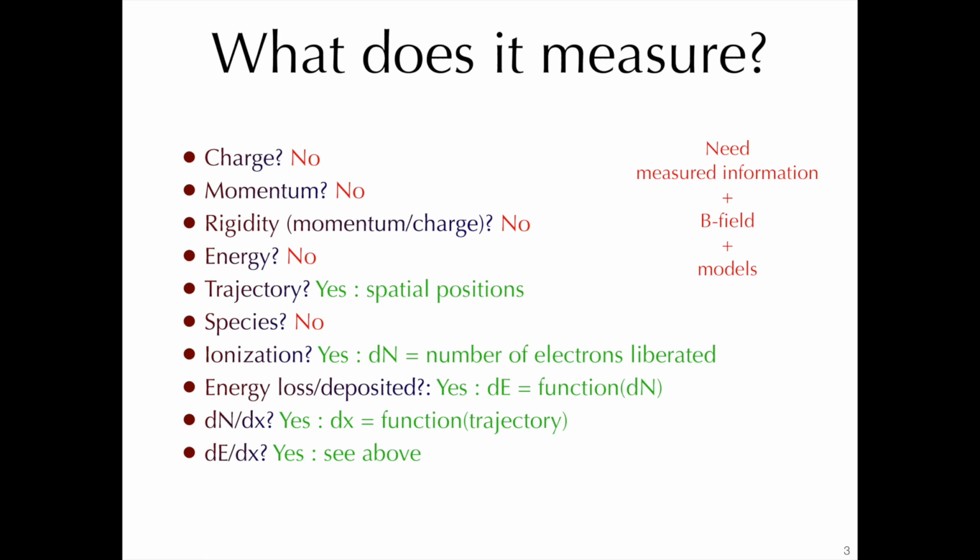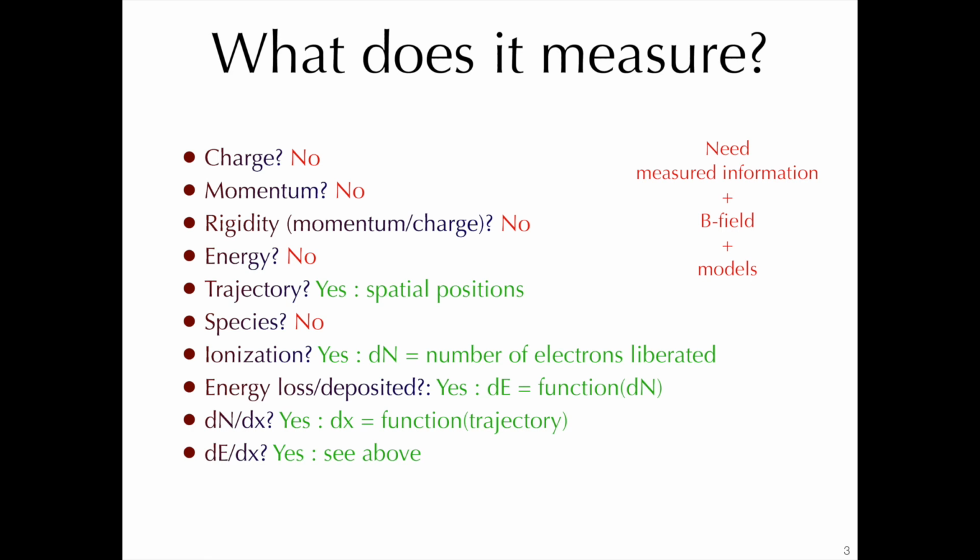The other big part of what the TPC does is it measures the ionization in terms of the number of electrons liberated, and sometimes we call this dN. So the number of electrons liberated over some segment of path in the TPC. And then that ionization is essentially a function of the energy loss in the TPC. So yes, in a sense, it does measure the energy loss if you understand a conversion of the energy loss into the number of electrons liberated.